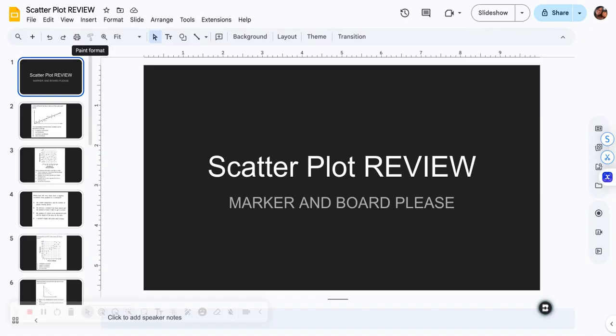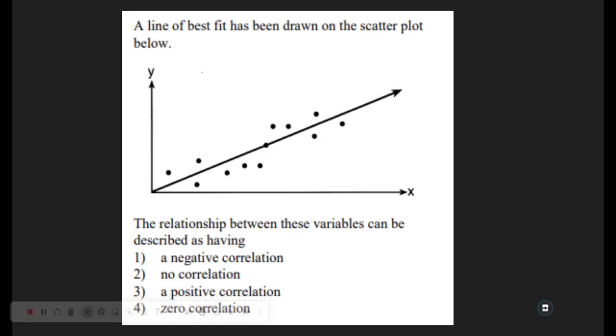Obviously, you don't need a marker and board, but we are going to go through some scatter plot multiple choice questions to just kind of see what you guys think about analyzing scatter plots. So, let's start with this one. Here, it's just asking the type of correlation. So, judging by the flow of the data, what type of correlation do you see?